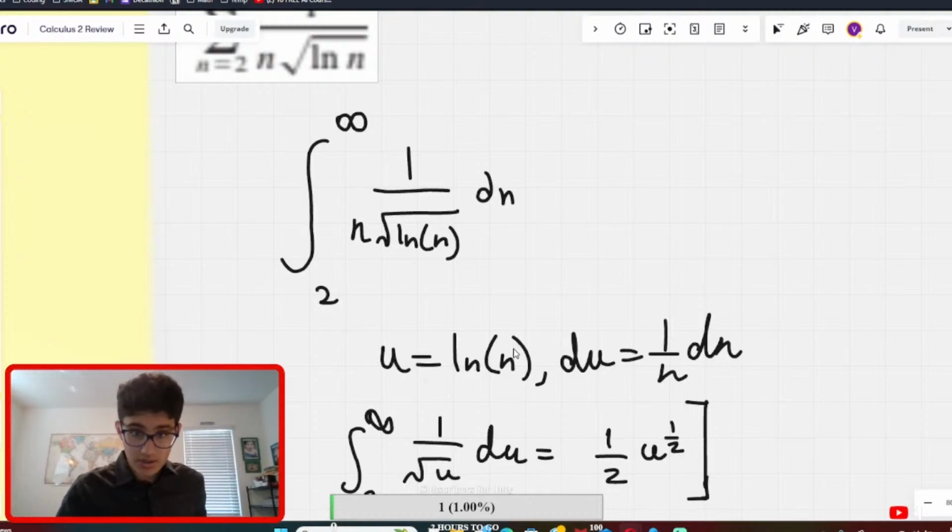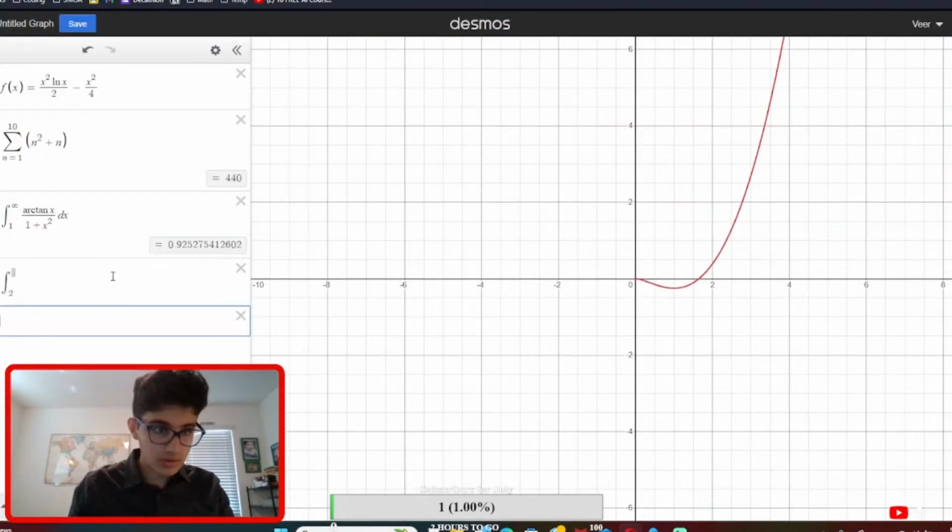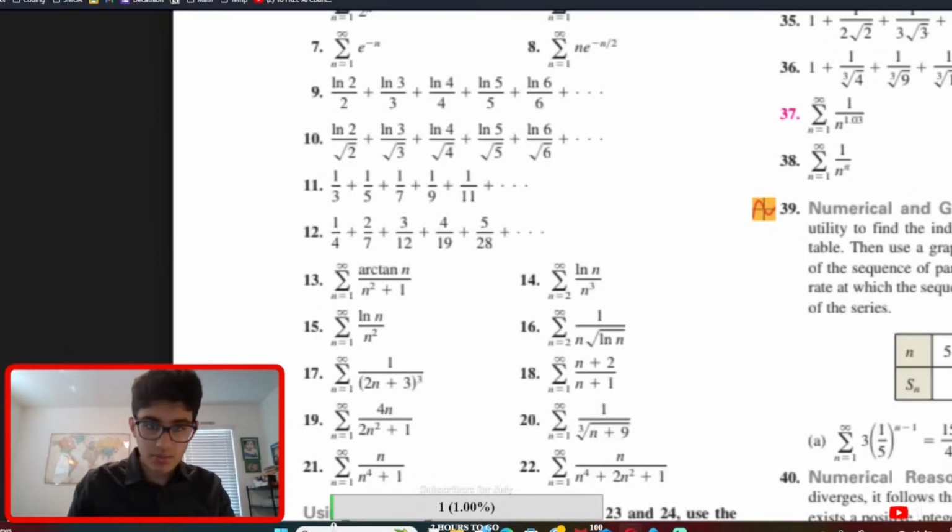Plugging in, u is equal to natural log of n. Natural log of infinity remains infinity. Natural log of 2 will just be natural log of 2, which means this becomes infinite. So this doesn't work actually. Okay, so let's just test that.